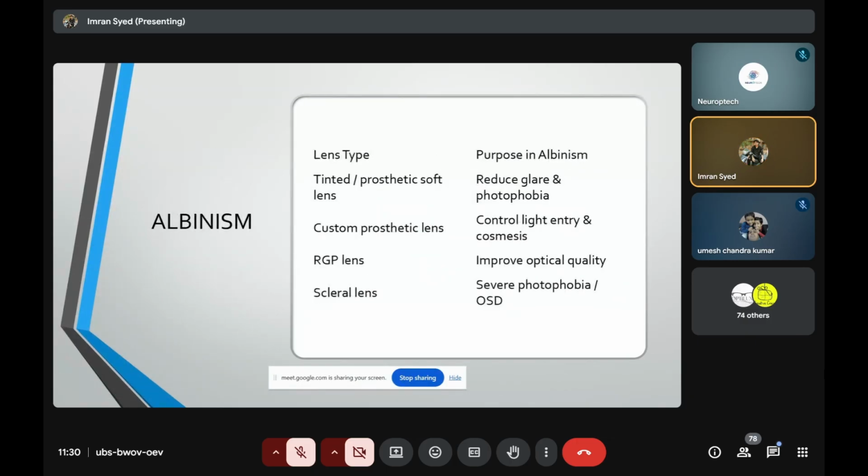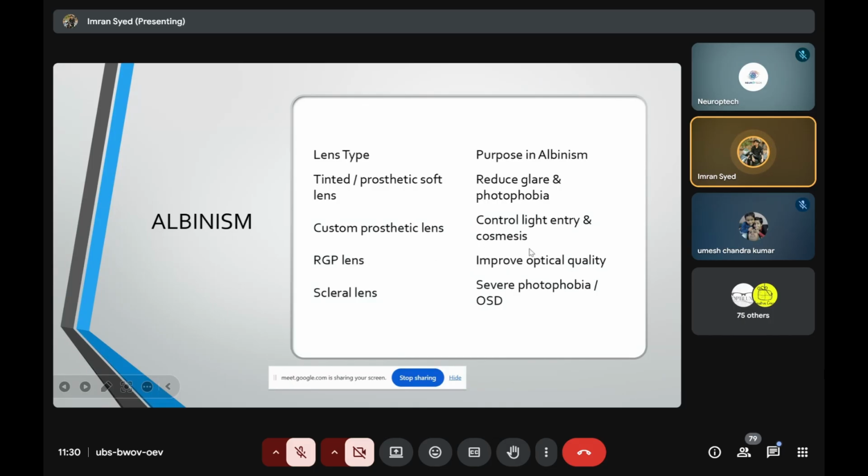Now, I've also said that in albinism we can give contact lenses. You know that in albinism we'll prefer some type of tinted spectacles for reducing the photophobia and the glare. But you can also give them contact lenses, like tinted prosthetic soft contact lenses, which will reduce the glare and photophobia. Custom prosthetic lenses will control the light entry and improve the cosmetic appeal.